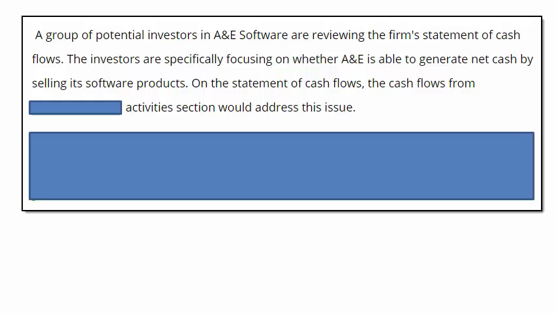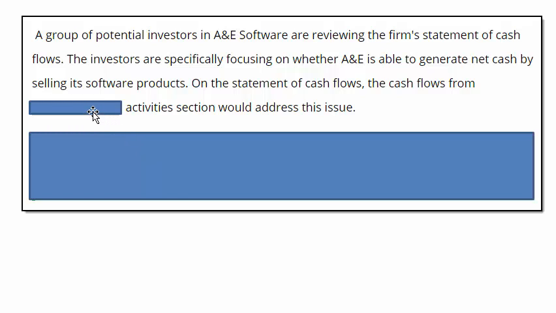Now, hopefully by now you understand that a statement of cash flows breaks out cash flow from operations, from investing activities, and from financing activities. And since A&E Software sells software, the area that the investors would want to focus on to answer this question, how they are doing in generating cash from selling its software products, that's its principal business.